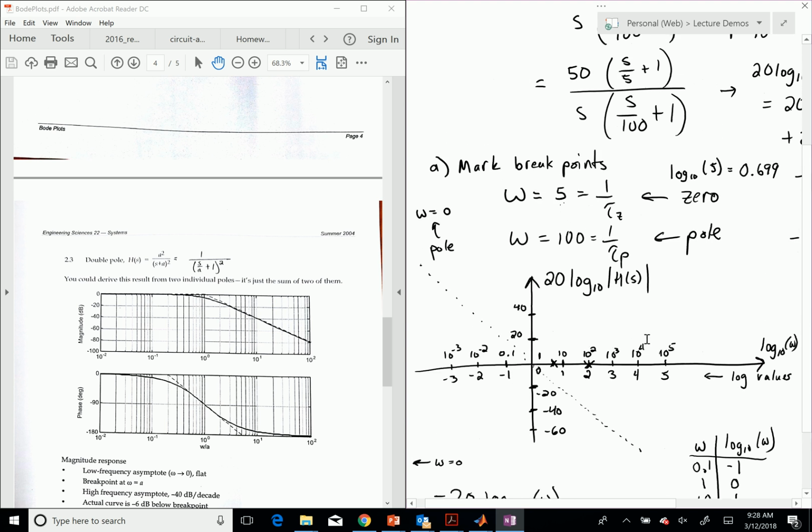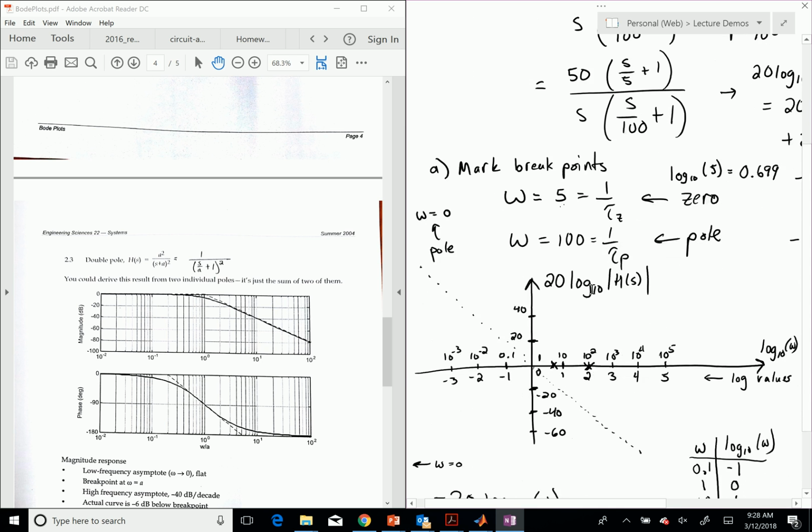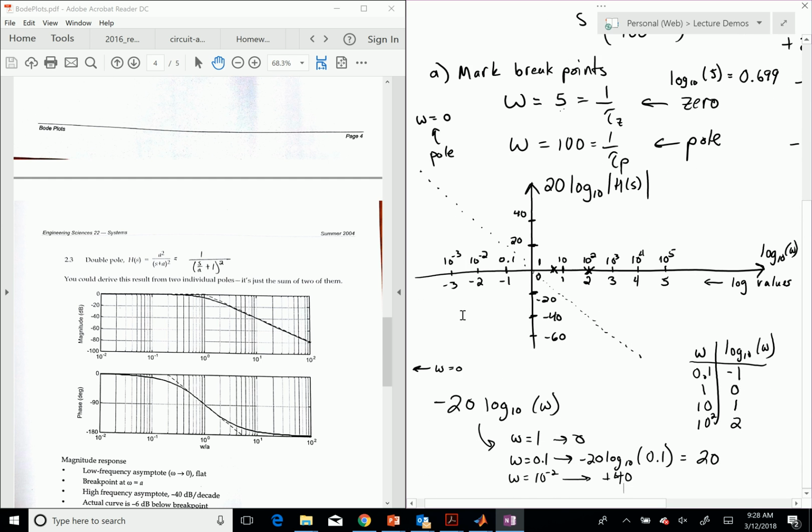Kind of makes sense, right? If omega was a really small number, 1 over a really small number becomes a really big number. So as the frequencies get smaller and smaller, this is getting bigger and bigger. Okay? Now, that's one component of this.